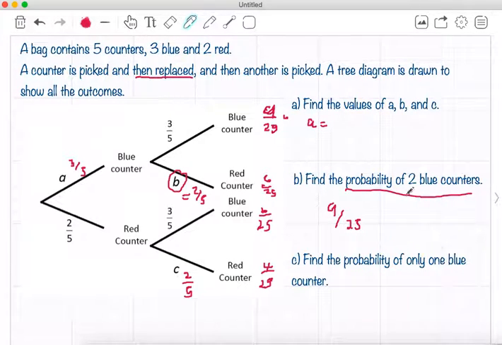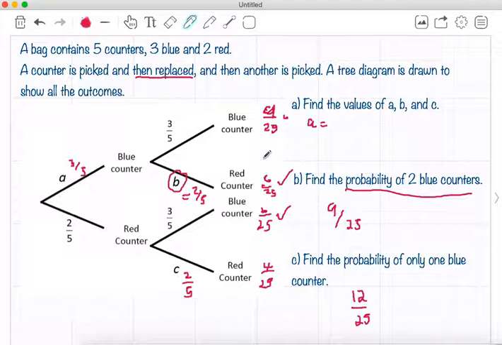Only 1 blue counter. Well here I get 2, here I get a blue and a red, so I want this one, here I get a red and a blue, so I want this one, and here I get red and red, so I don't want this one. And I want this one or this one. There's 2 ways of doing it. This one or this one. And or means add. So I'm going to add these 2 together. And because the denominators are the same, I write that down as 12 over 25.